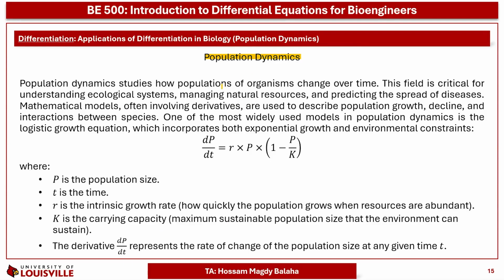And here we are going to study how populations of organisms change over time. This is beneficial if you are going to study ecological systems, managing natural resources, and predicting the spread of diseases. There is a common model in population dynamics, which is the logistic growth rate, which can be described in this function. The growth rate depends on exponential growth and environmental constraints. Here in this function, P is the population size, t is the time, r is the growth rate, which means how quickly the population grows when resources are abundant. K is the carrying capacity, which is the maximum population size that the environment can sustain. And this derivative represents the rate of change of the population size at any given time t.